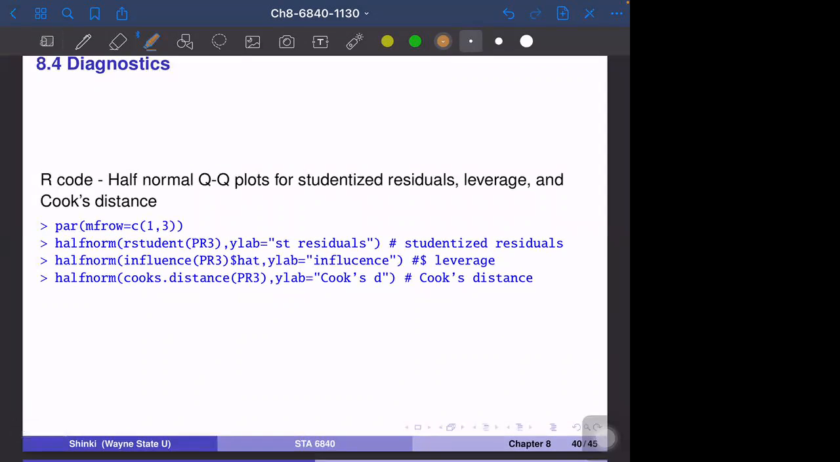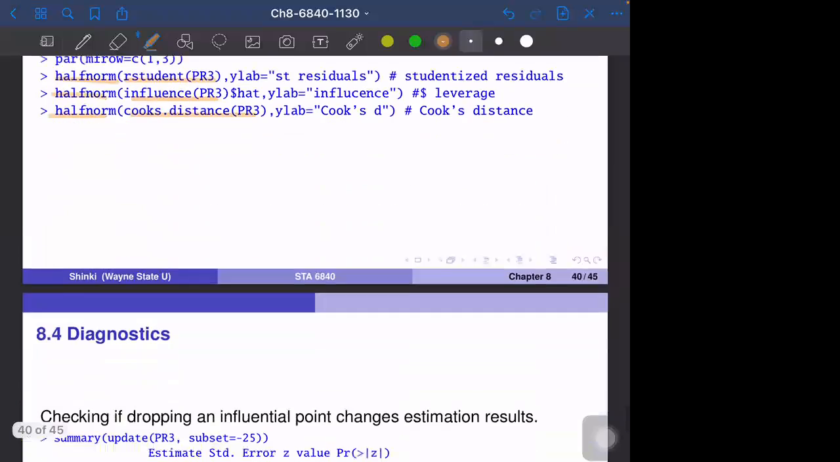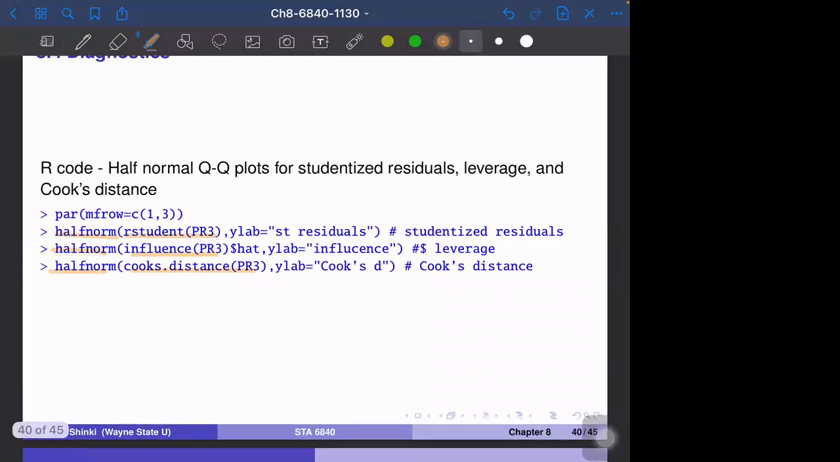These plots are generated by this half normal function and the functions to generate these statistics. To generate 3 graphs in one window, you can specify 1 by 3 using the parameter option mfrow, multiple figures by row.